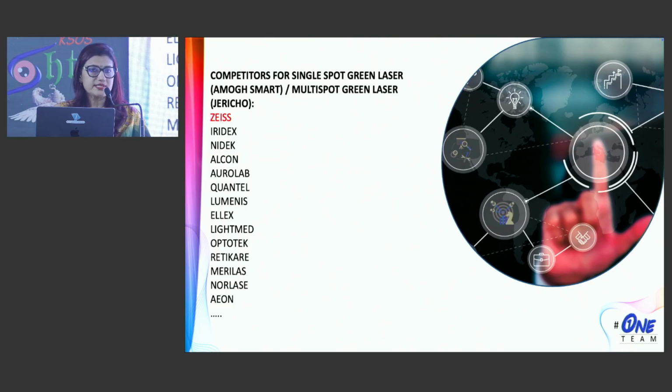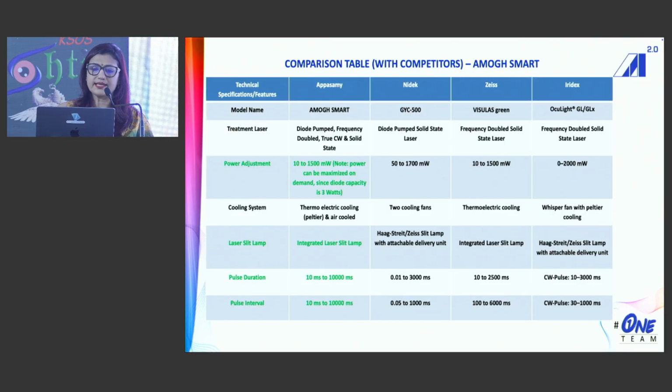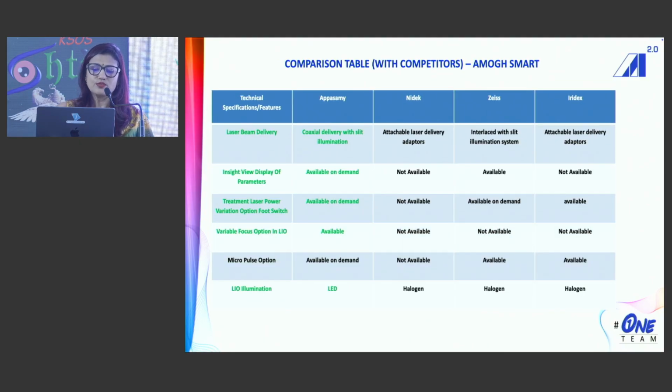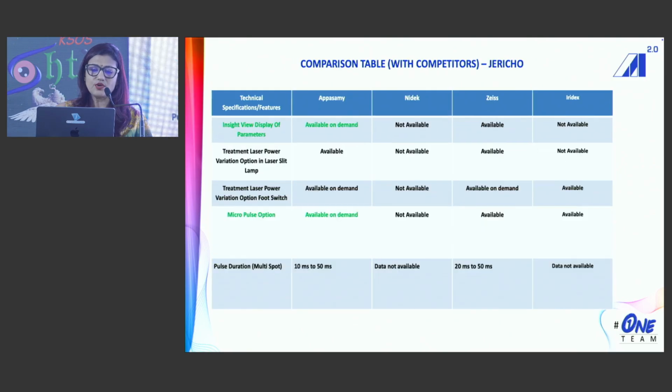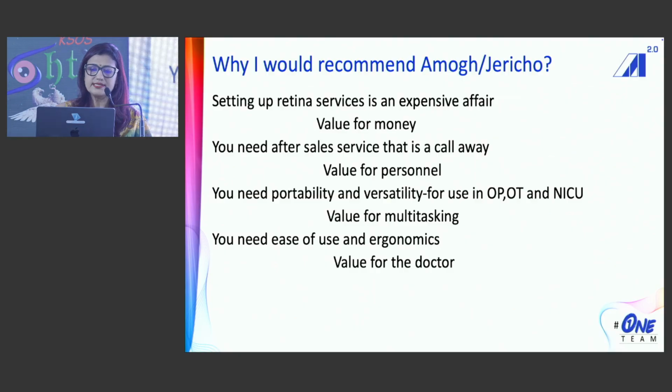Now we know the competitors in the market. The main competitor is the Zeiss that most of us have used, and some of the Iridex and Nidek and a lot of other players in the market as well. And these are comparison tables of all these major players, but you can see that almost all the facilities that are being given in the other players are all there in the Appasamy, Amog Smart and Jericho lasers. So these are just comparison tables with all the other competitors.